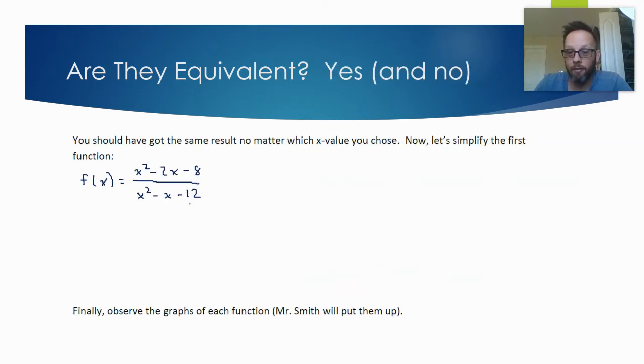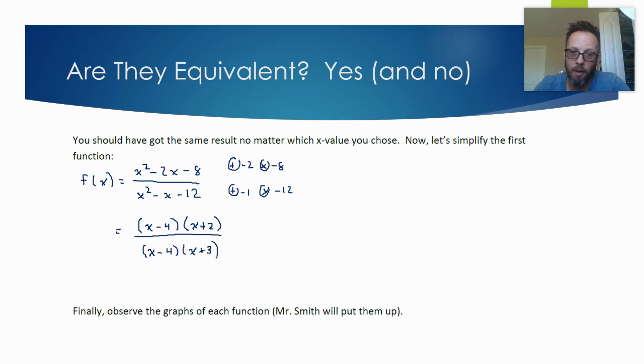How can we simplify this? Well, both the top and bottom are simple trinomials that we're able to factor. The one on top, we're looking for numbers that add to minus 2, multiply to minus 8. And on the bottom, we're looking for numbers that add to minus 1 and multiply to minus 12. And we can factor both of them. On the top, it's negative 4 and positive 2. That works. On the bottom, it's negative 4 and positive 3.